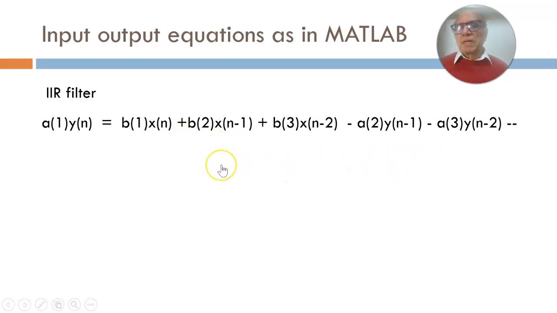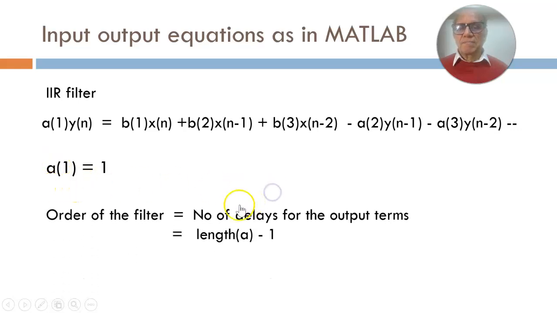Okay. Now what about the order of the filter? For FIR filters, remember that it was equal to the number of delay units which were provided for the input signal. That is, this is one sample delay, this is two sample delay, and so on. For IIR filters, it is the number of delay units provided for the output signal. And usually in most of the designs, you will find that a1 is equal to 1. And as I said, the order of the filter is the number of delays for the output terms.